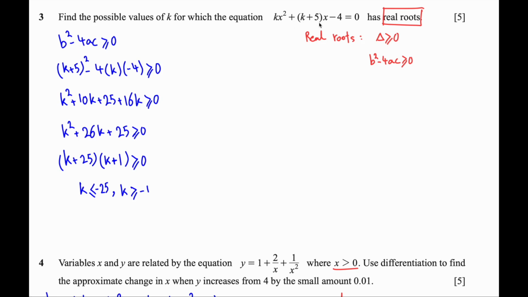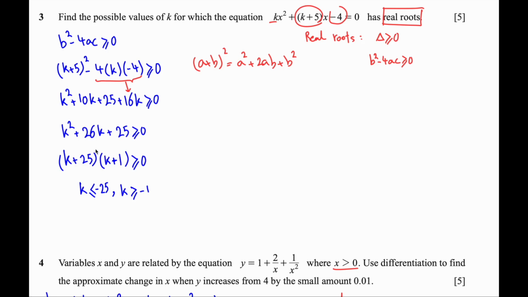So my b over here is k plus 5. You make that substitution. a is k and c is negative 4. You make all the substitutions. You expand these brackets. Over here, you get 16k. This one you just have to expand. You can use the famous identity, square of sum, which is the first term squared plus double their product plus the second term squared. Therefore, I get k squared, 5 times k doubled is 10k, 5 squared is 25. I can add up the like terms. I get k squared plus 26k plus 25 is greater than or equal to 0.